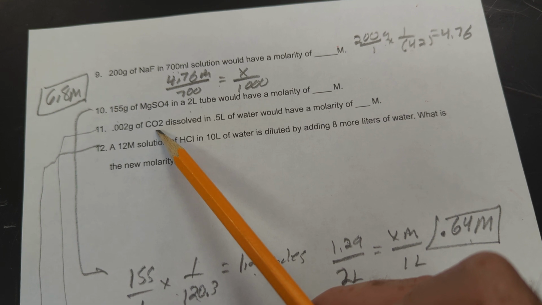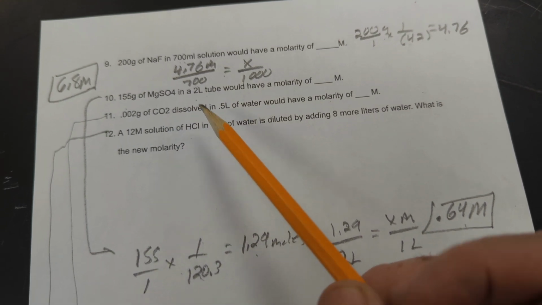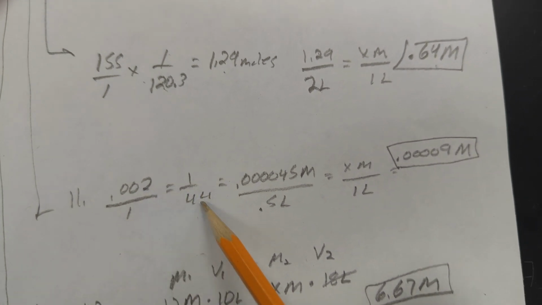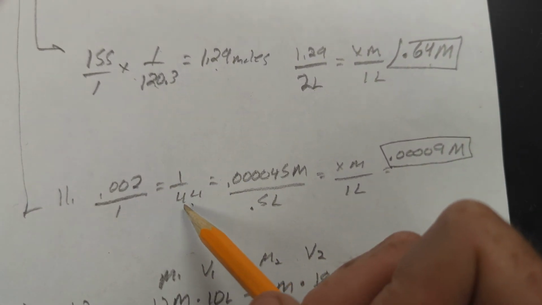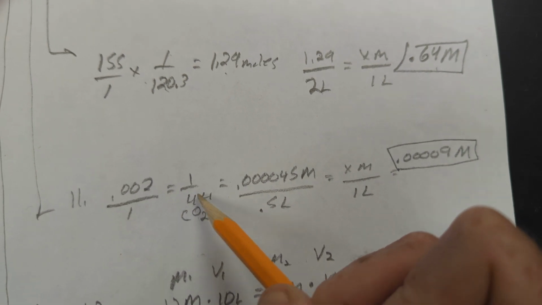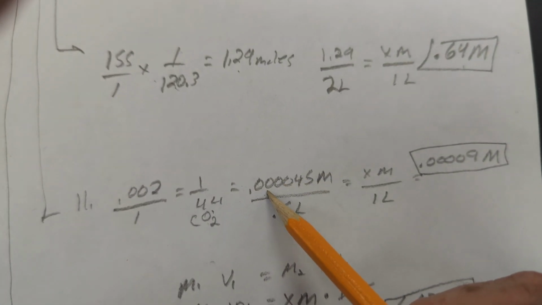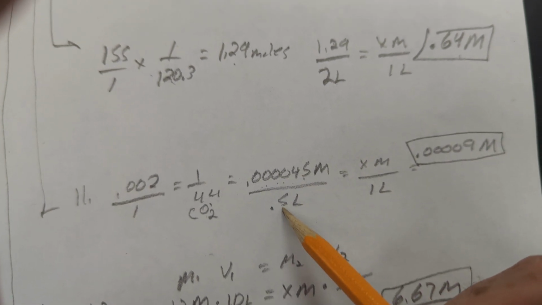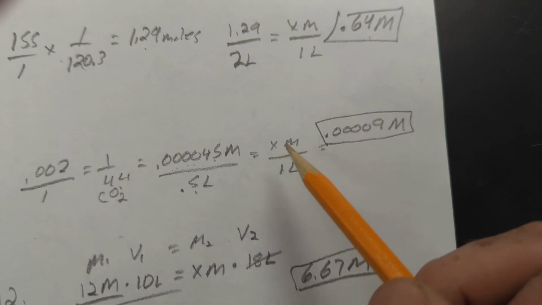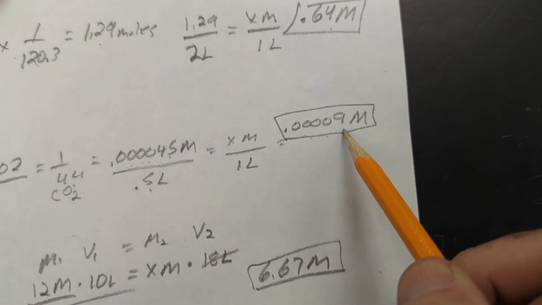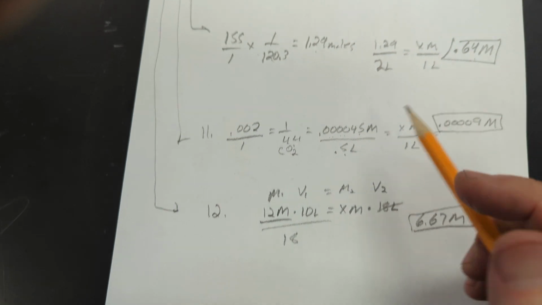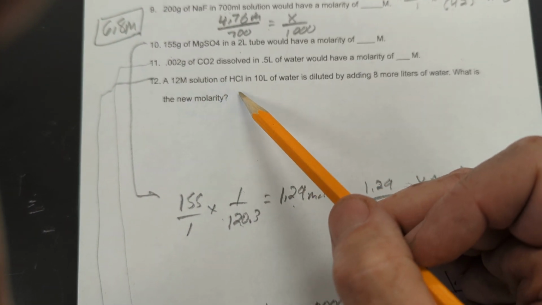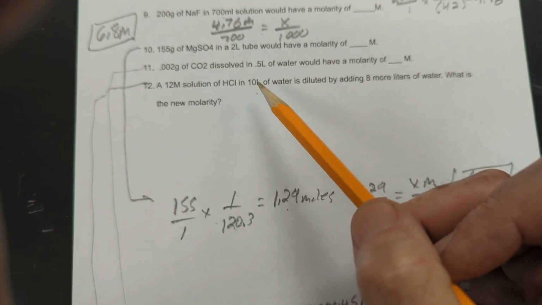0.002 grams of carbon dioxide dissolved in 0.5 liters of water. Well, we had to figure out how many moles that is. 0.002 divided by 44 grams, because this is CO2, right? That weighs 44. Gives us 0.000045 in 0.5 liters. How many moles per liter? 0.00009 moles.